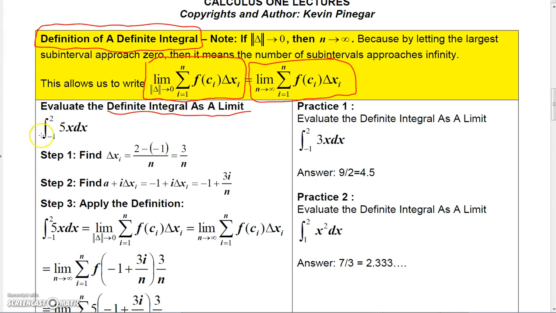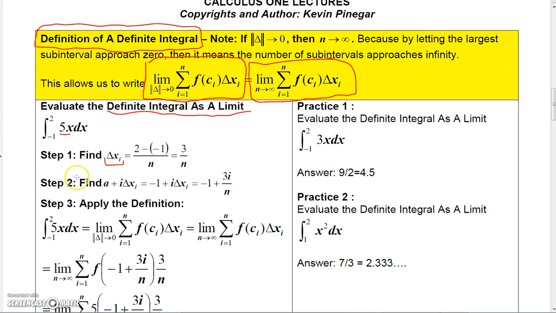Basically, I'm evaluating the definite integral from -1 to 2, and the function is simply 5x. So we know f of x is 5x, a is -1, and b is 2. So delta x is 3 over n. Remember, delta x is (b minus a) over n, so 2 minus -1 over n would be 3 over n.